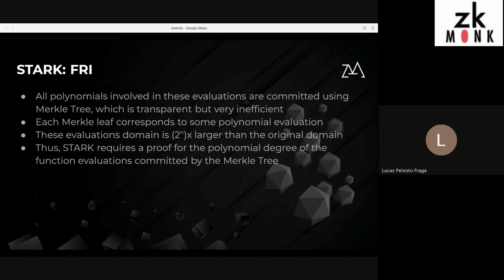So yeah, this finishes STARKs. The Merkle tree is the reason why STARKs are transparent and scalable, but they're not succinct. And FRI is the reason why STARK is an argument, because otherwise it wouldn't argue about the solution at all.